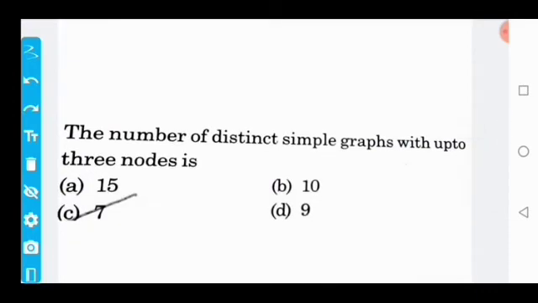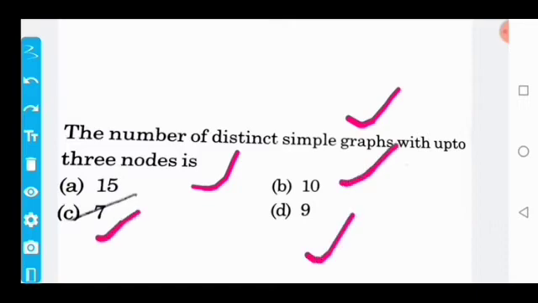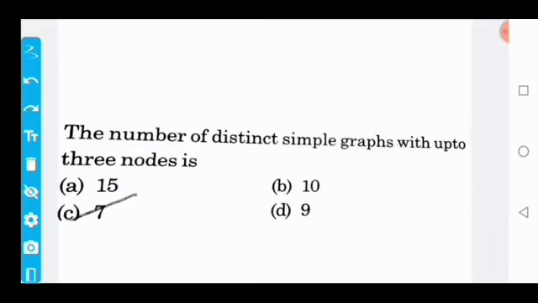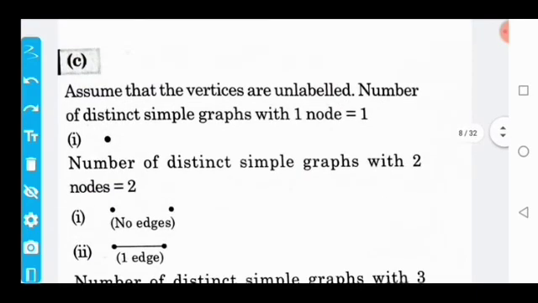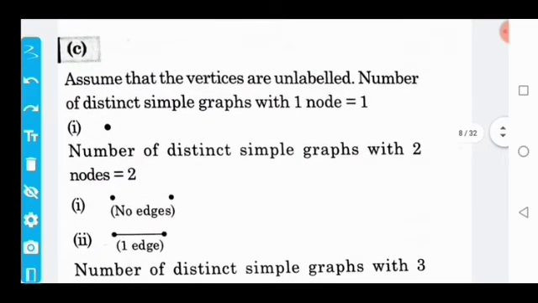The number of distinct simple graphs with up to 3 nodes is, there are 4 options. Option A 15, option B 10, option C 7 and option D 9. Now come to the solution of this question. So the right answer is option C, meaning 7.